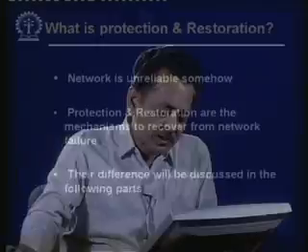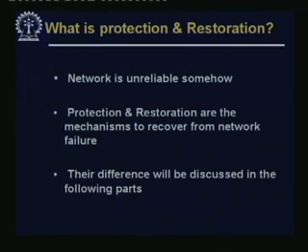Another thing is that when we want to give some reliability, protection, restoration, etc., we always, in some form or other, have to bring in some redundancy. Without any redundancy, a system cannot be protected, it cannot be restored without any replacement, etc. So, there has to be some redundant capacity in some form in the network in order to achieve protection and restoration. How this is done, that is what we will discuss. Now, protection and restoration are the mechanisms to recover from network failure. Their difference will be discussed in the following parts.